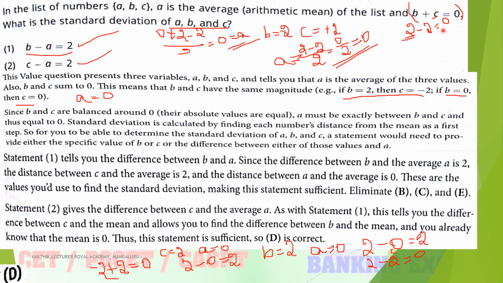Then take the average of these numbers, and you will get the value of A. A is nothing but 0. That is nothing but the arithmetic average. After determining the values of A, B, C, you can determine the standard deviation. Then the second statement tells that C minus A is equal to 0. From the second statement I will assume C is equal to 2, A is equal to 0.